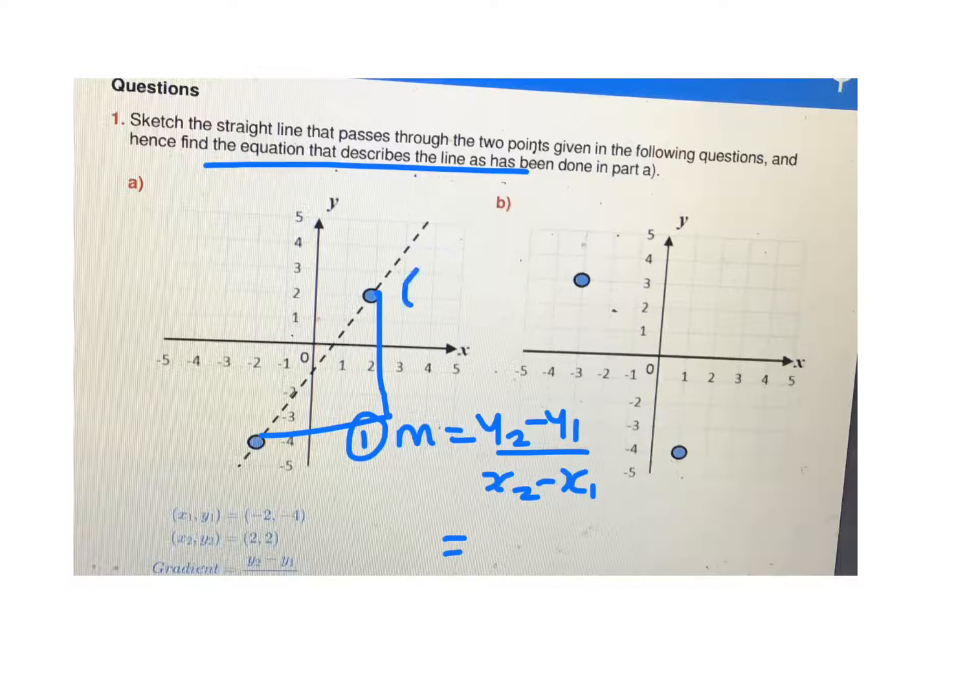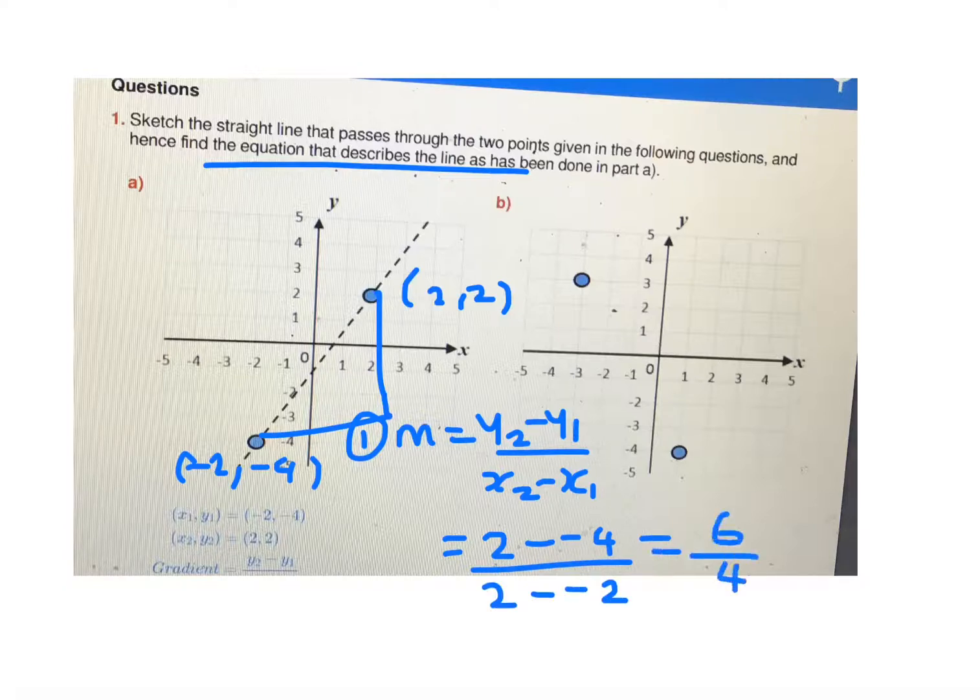So this point here is (2, 2), and this one here is (-2, -4). So it's going to be 2 minus -4 over 2 minus -2. So that would be 6 on 4, which is 3 on 2. So that's the gradient, 3 on 2.